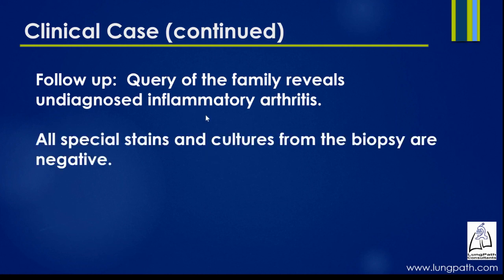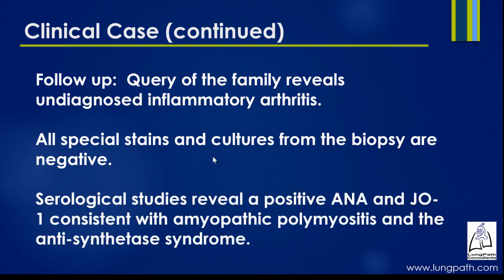As I said, all cultures from the biopsy and special stains are negative. A broad panel of serologic studies are done because you or the clinician has realized that DAD, diffuse alveolar damage, can be a presentation of autoimmune disease. And it turns out the patient does have a positive ANA and also a positive JO1 serology, consistent with an amyopathic presentation of polymyositis.